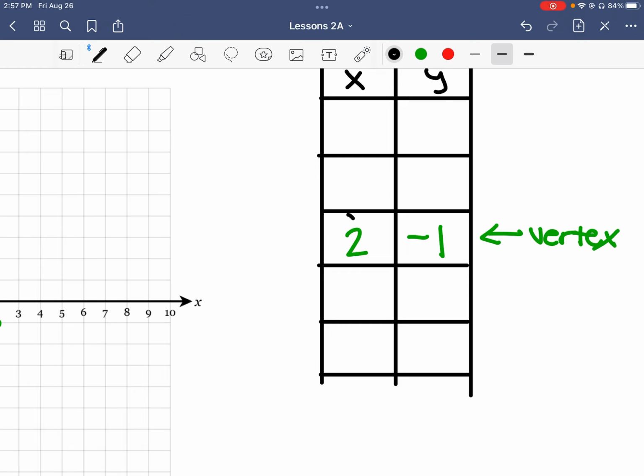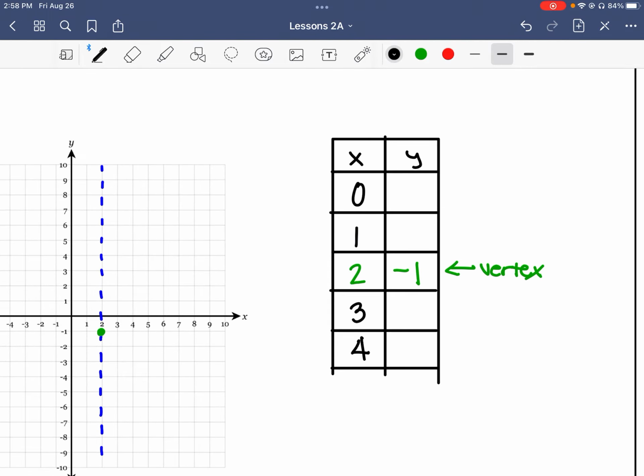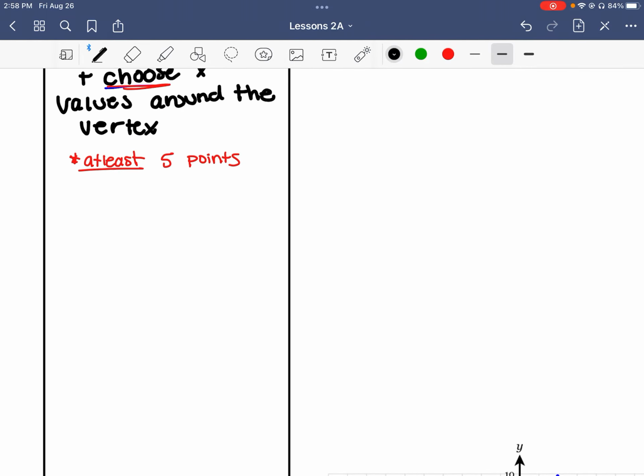Now I'm going to choose values around my 2 value right here. So maybe I'll go down. So maybe this would be 3 and 4. And then going up, this will be 1 and 0. Okay, so we just choose some that are around our x-axis or our vertex.